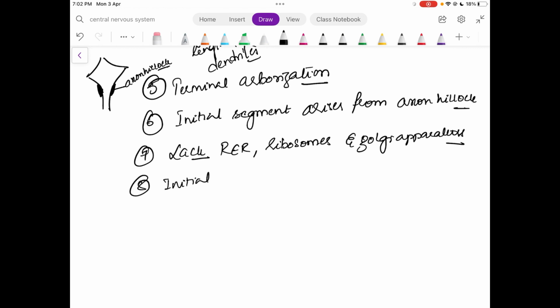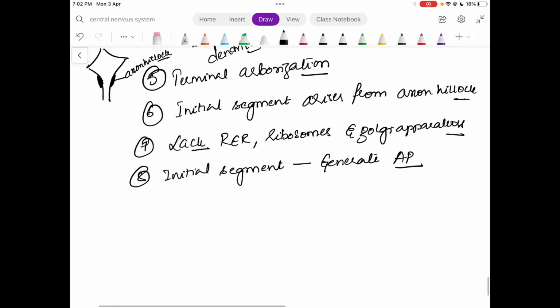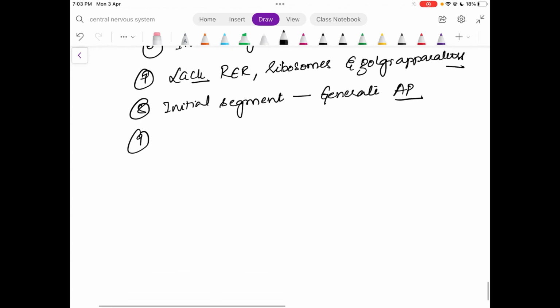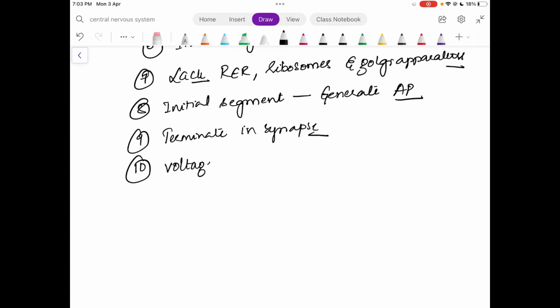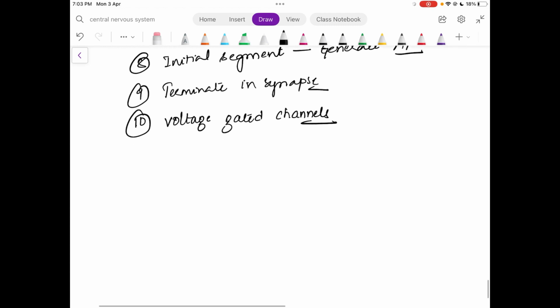And the initial segment will generate action potential. These axons will terminate in synapses. In dendrites, we have seen ligand gated channels. In axons, we will see voltage gated channels. And these axons will have myelin sheath.